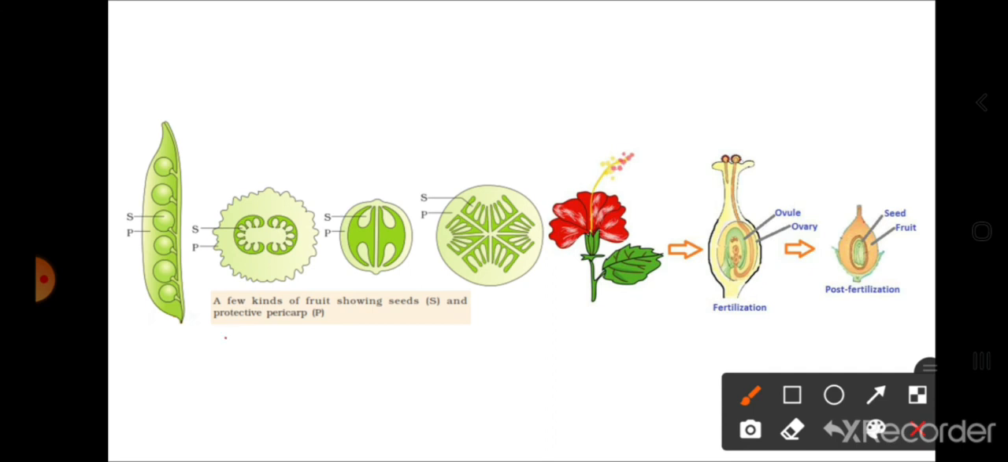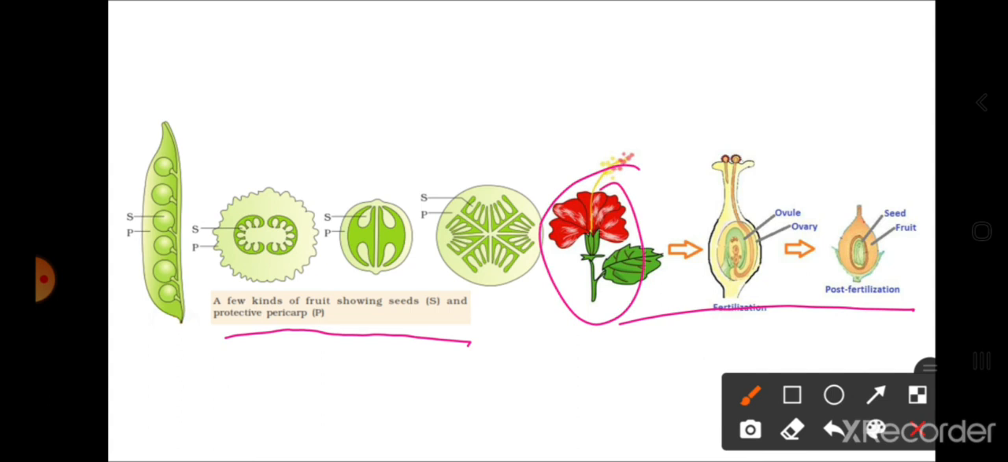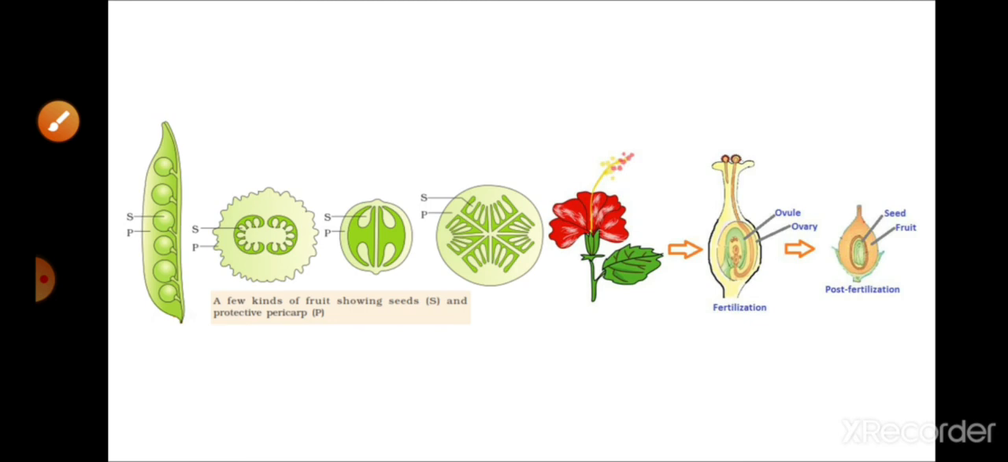Here you can see a few kinds of fruits which are shown. S indicates the seed and P indicates the pericarp. Clear? And these are the post-fertilization events. This is the flower. Inside the flower are the ovary and ovules. These ovules are converted into seeds and the ovary is converted into fruit after the process of fertilization.